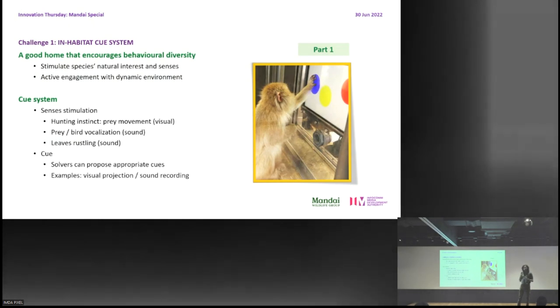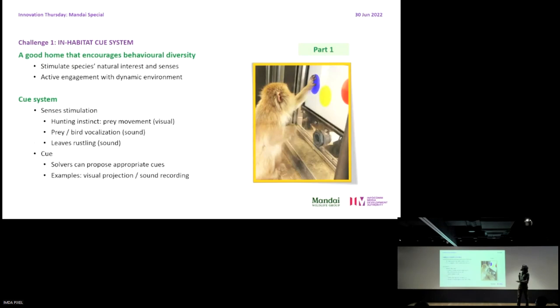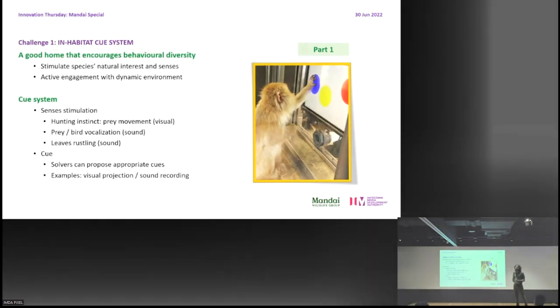So in terms of thinking about it much more closely, a good home that encourages behavioral diversity would actually stimulate the species' natural interests and senses. If you imagine yourself being in the wild where there's a lot happening, birds might be chirping, frogs might be croaking, you might be smelling a lot of things. This is actually what we are intending to do with the cue system. The more cue systems we can provide in the environment, the more behaviors we are expected to observe.